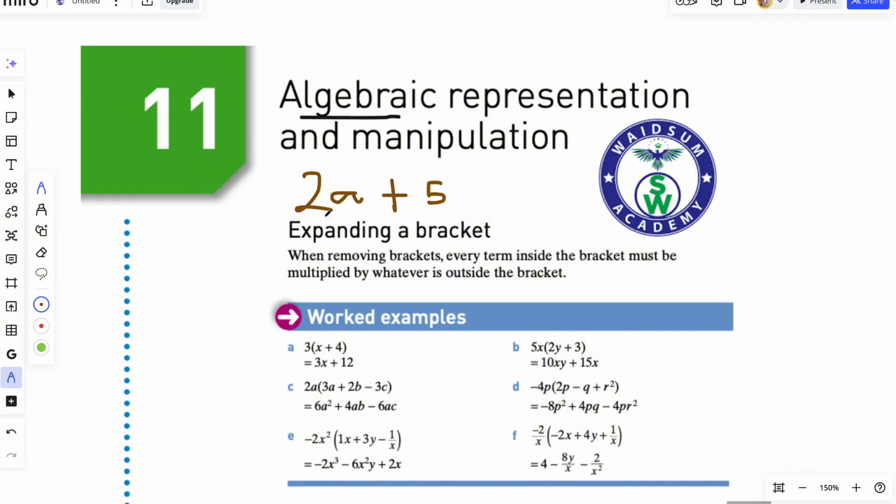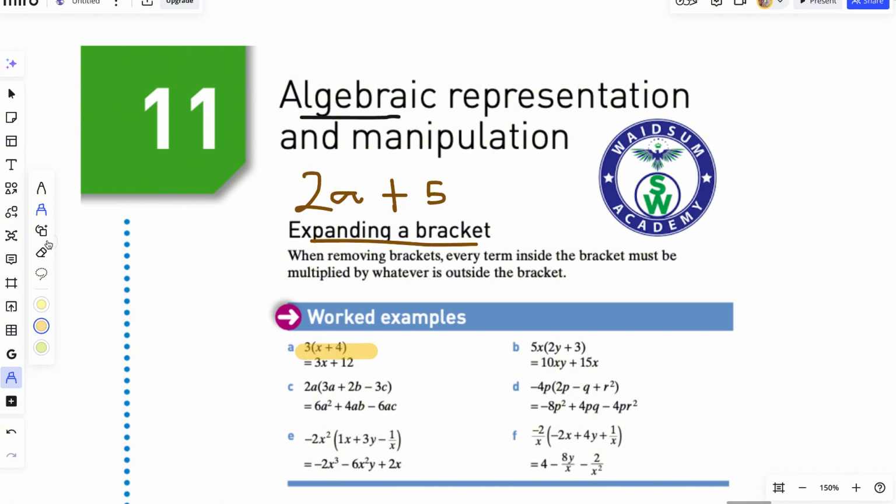Now we start with the first one, which is to expand a bracket. We give you a bracket and we want to expand it. For example, we write x plus 4 in a bracket, and we put 3 outside. We're going to use the 3 to multiply. We say expand this bracket. So what we do is use the 3 outside to multiply everything inside.